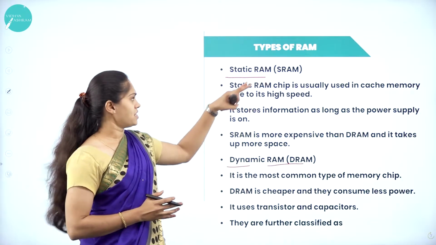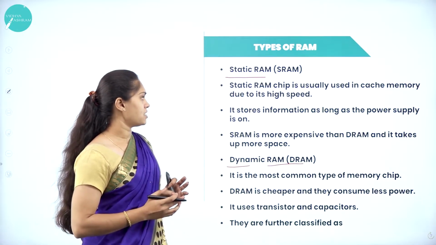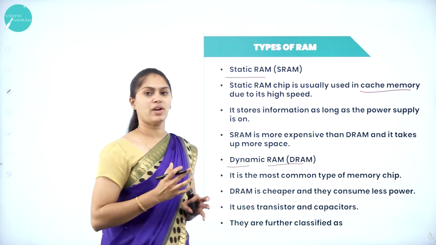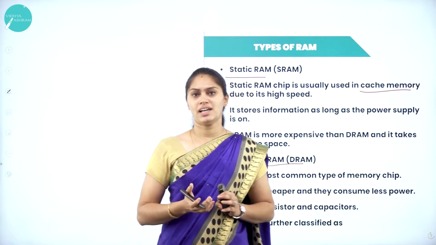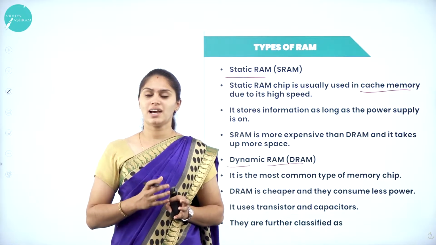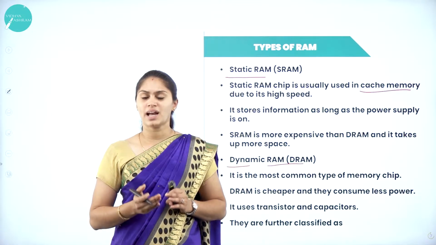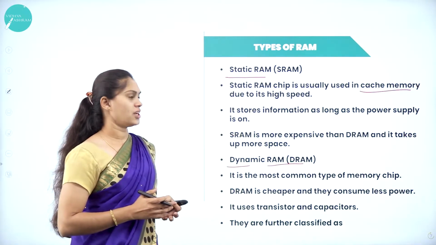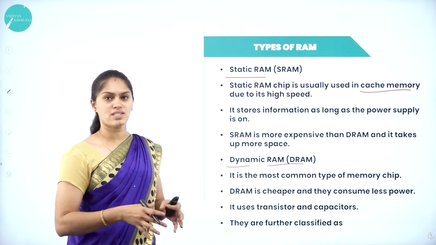Now we'll see what we mean by static RAM. Static RAM is a chip which is used in cache memory. Cache memory is a high speed memory which is used to store the intermediate data, or the data and instructions which are currently being used for processing. That is known as cache memory. This RAM is usually used in the cache memory which is required for current processing of the data and instructions.